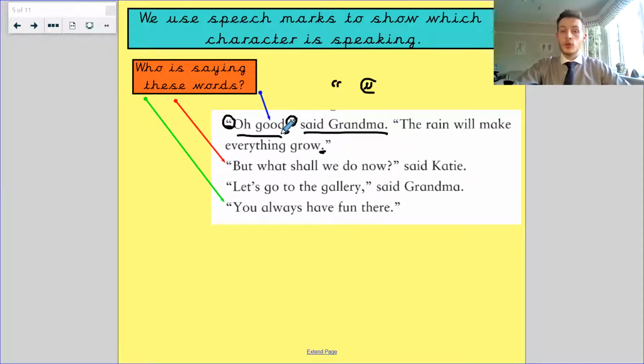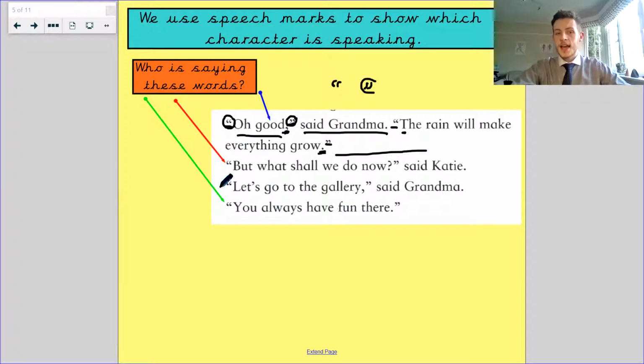So here we've got, "Oh good," said Grandma. So who's saying these words? Well, Grandma's saying these words. Oh good. So we've got 66, oh good, comma 99, said Grandma. Then that's the end of that sentence, full stop. We've got some more speaking here. 66, capital letter. The rain will make everything grow. Full stop, 99. Now, because we haven't got a said Grandma at the end of this, and it continues on the same line, we can still tell that that's Grandma talking.